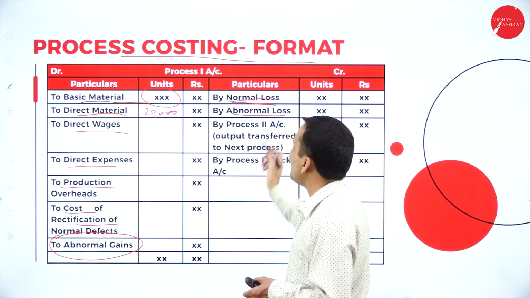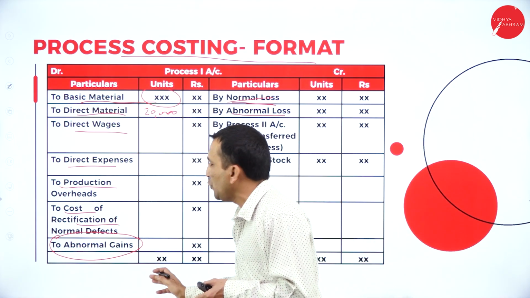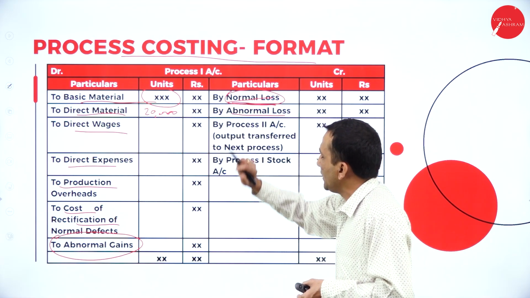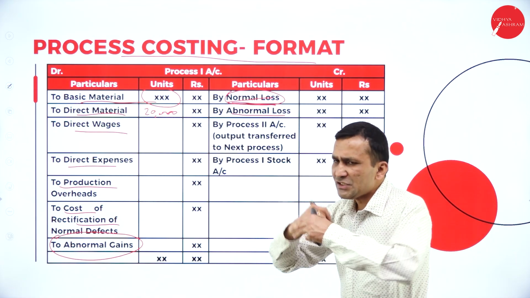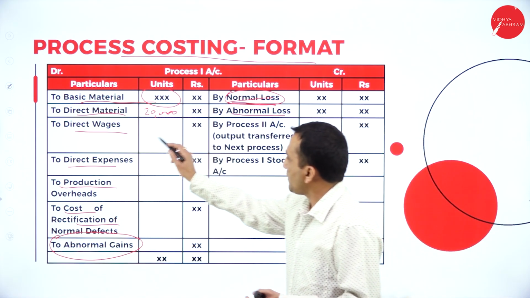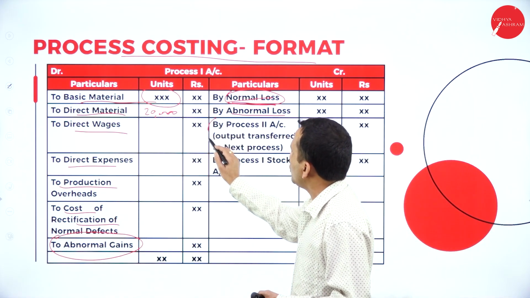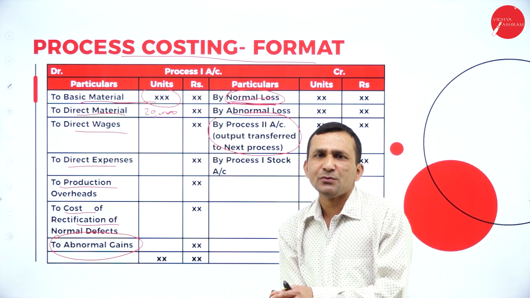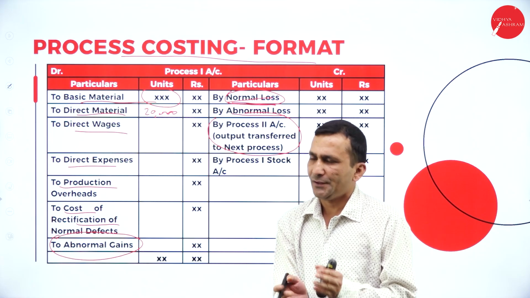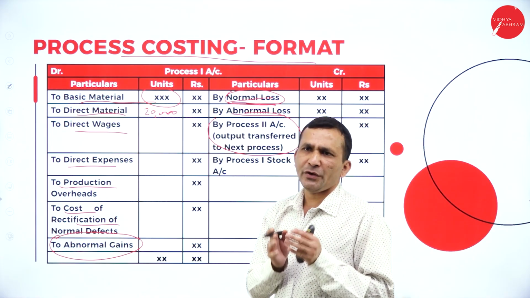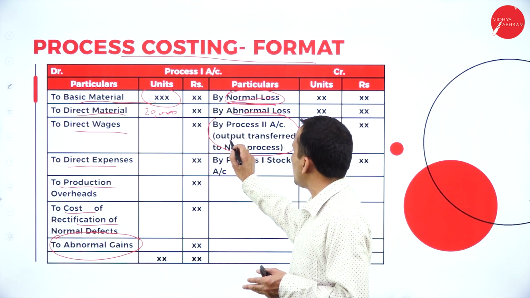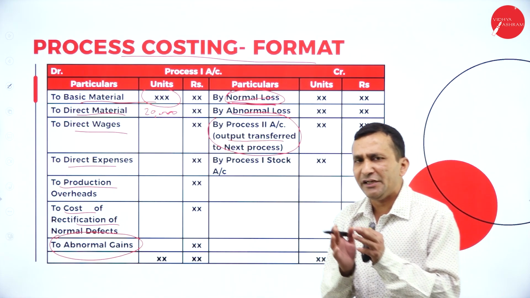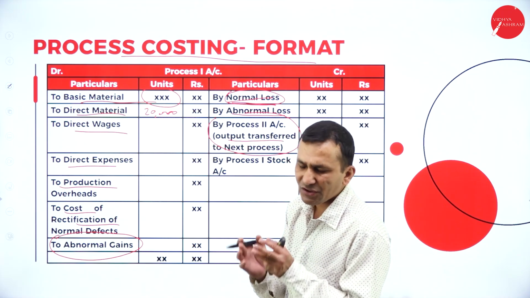Normal loss and abnormal loss, no doubt, when the credit side unit is more, after subtracting the normal units, what goes to the next process, because the process is completed and of course you have to go to the next process. Whenever you are transferring to the next process, we call it the output. The output is also clearly specified in the question, so we need to refer to how much you are transferring.